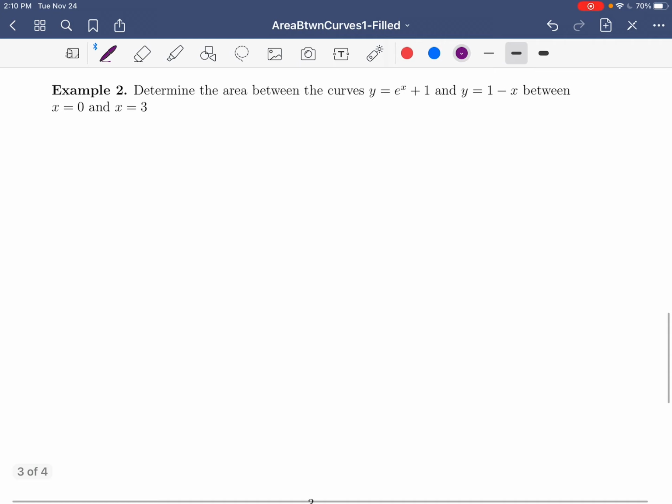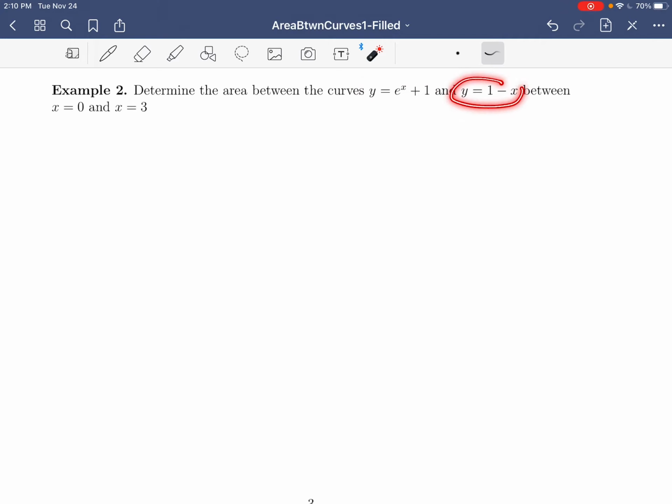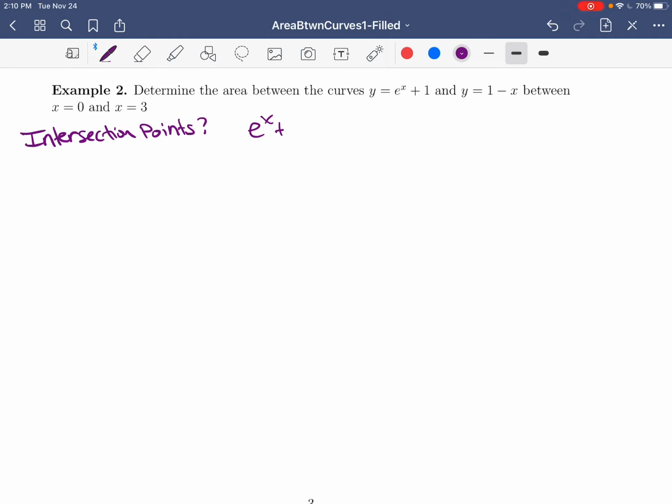Okay, let's try another one here. So here I'm going to not graph them right away. So let's look for intersection points. It's between the curves y equals e to the x plus 1 and y equals 1 minus x, between 0 and 3. So we want to find intersection points. So I'm going to set them equal to each other. Now if I subtract 1 on both sides, the 1's both go away, and I get e to the x equals negative x.